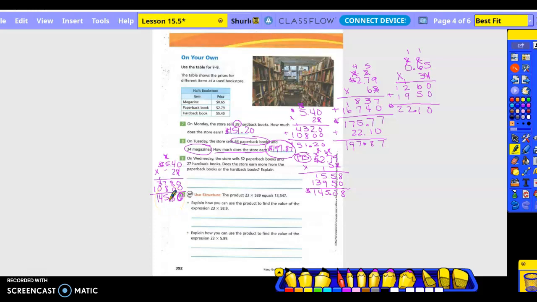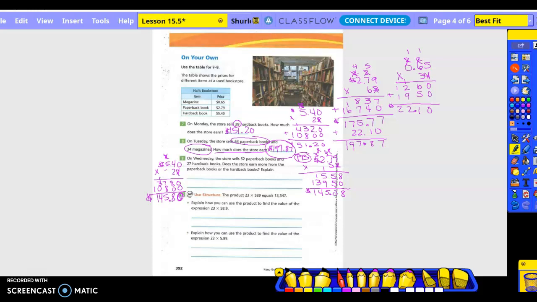So are those super close? Yes. Which one does the store earn more money from? The hardbacks, and only by how much change? 72 cents. Because this one was $145.80 and this one was $145.08. So basically 80 minus 8 is 72. So they earned 72 more cents on the hardback books, right?